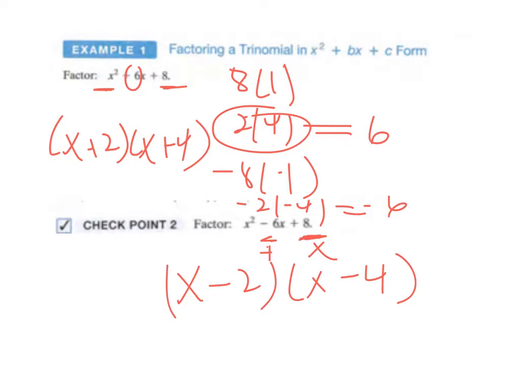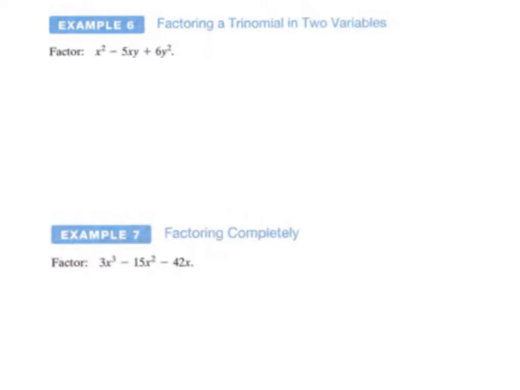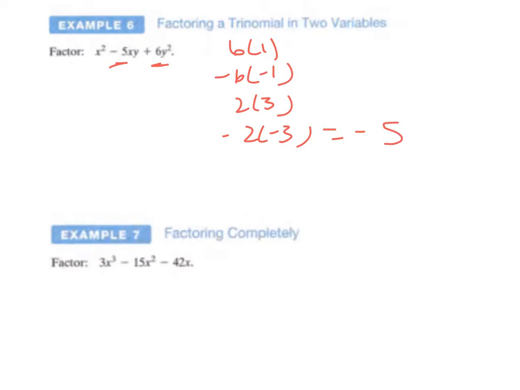And I've already factored that out. So we're going to do the same thing here. We're going to look just at the number. What two numbers? So 6 times 1 gives me 6, -6 times -1, 2 times 3 and -2 times -3. And we're looking for -5. Well, this one adds up to -5. So my answer is -2, -3. So I have my x, and I have a -2, and I have my x, -3.